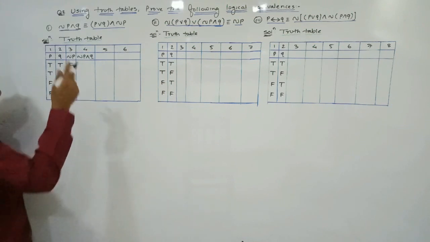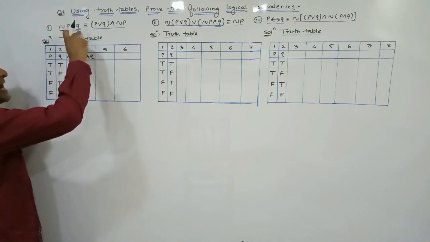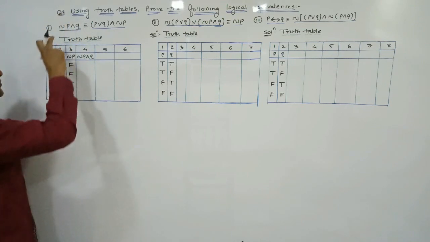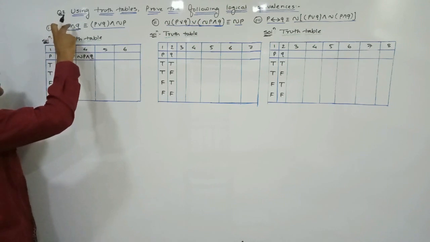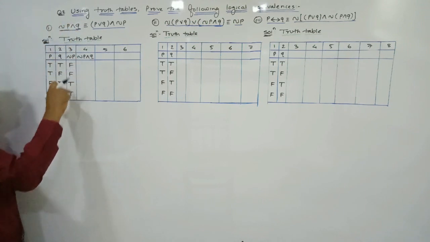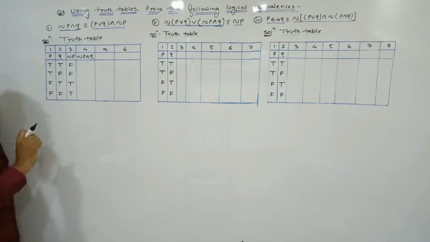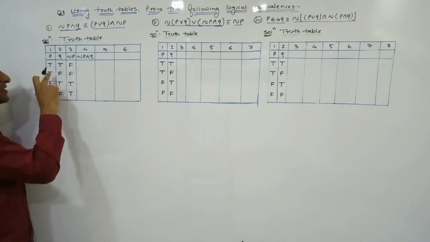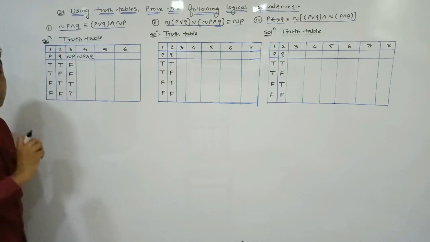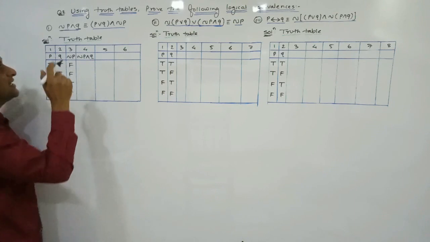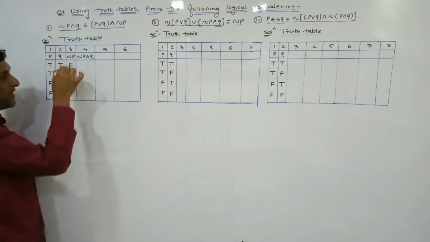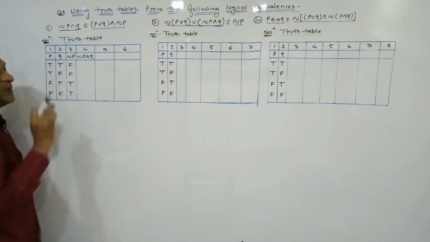See, in the first example, the first statement is negation P and Q. So let us first find out the truth value of negation P and Q. To find it, first we will require the truth value of negation P. This negation P can be found from the truth value of P. So negation of true is false, negation of true is false, negation of false is what? True. Once the truth value of negation P is known to us, then we find the truth value of negation P and Q.